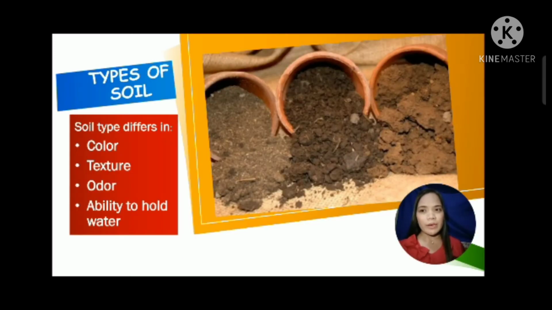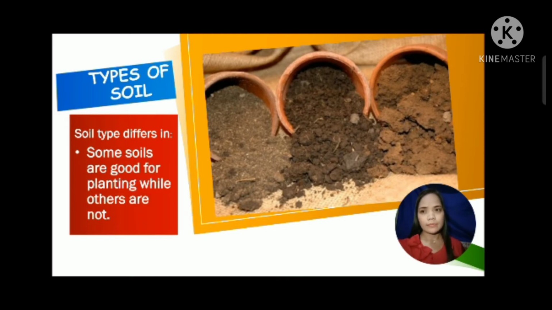There are types of soil, and soil type differs in terms of the following. Number 1, the color. Number 2, texture. Number 3, odor. And number 4 is the ability to hold water. Also, soil type differs in that some soils are good for planting while others are not.